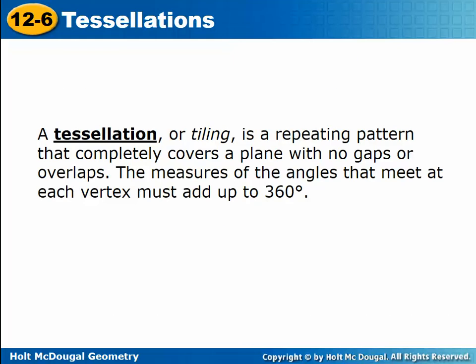All right, a tessellation is a pattern that completely covers a plane with no gaps or overlaps. This is the definition of a tessellation. If you look down at a tile floor, that's an example of a tessellation. Tile floors might have squares that tessellate. They might have rectangles that tessellate. They might have triangles that tessellate. They might even have hexagons or other figures that tessellate. They don't always have to be cute little polygons.